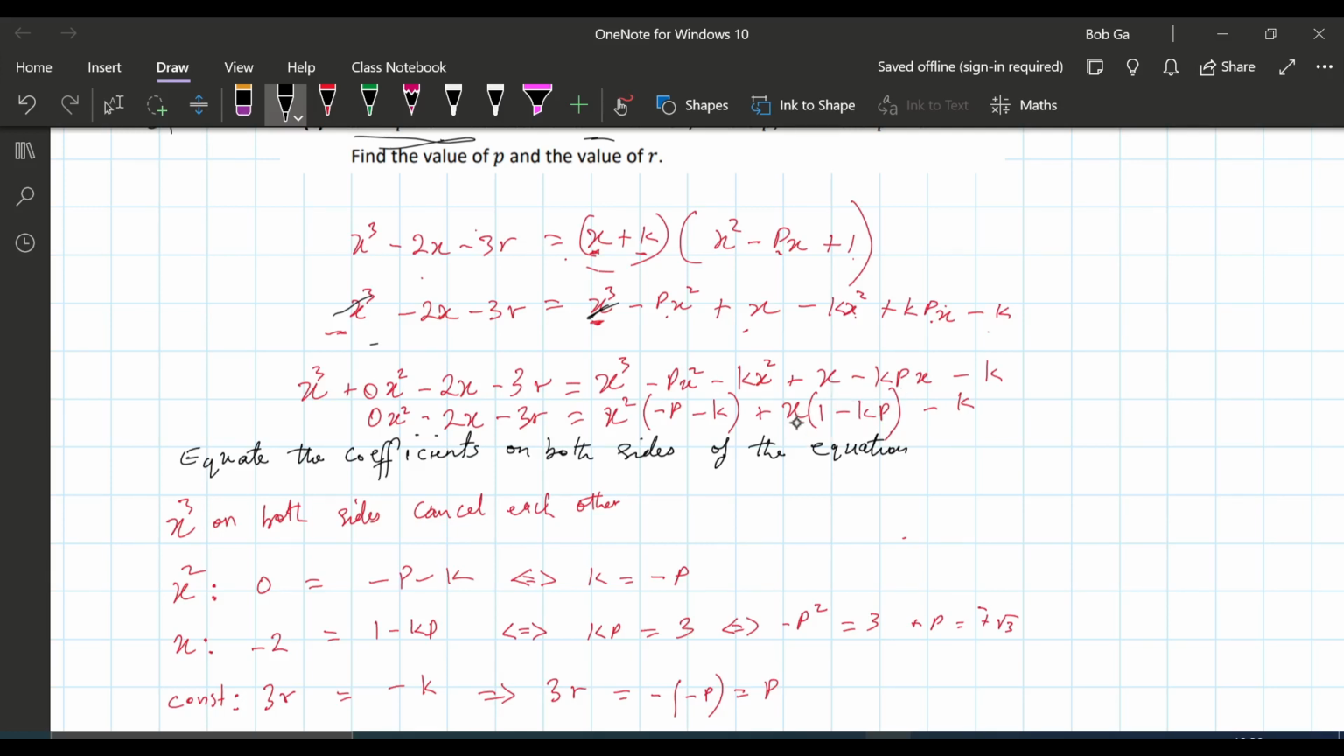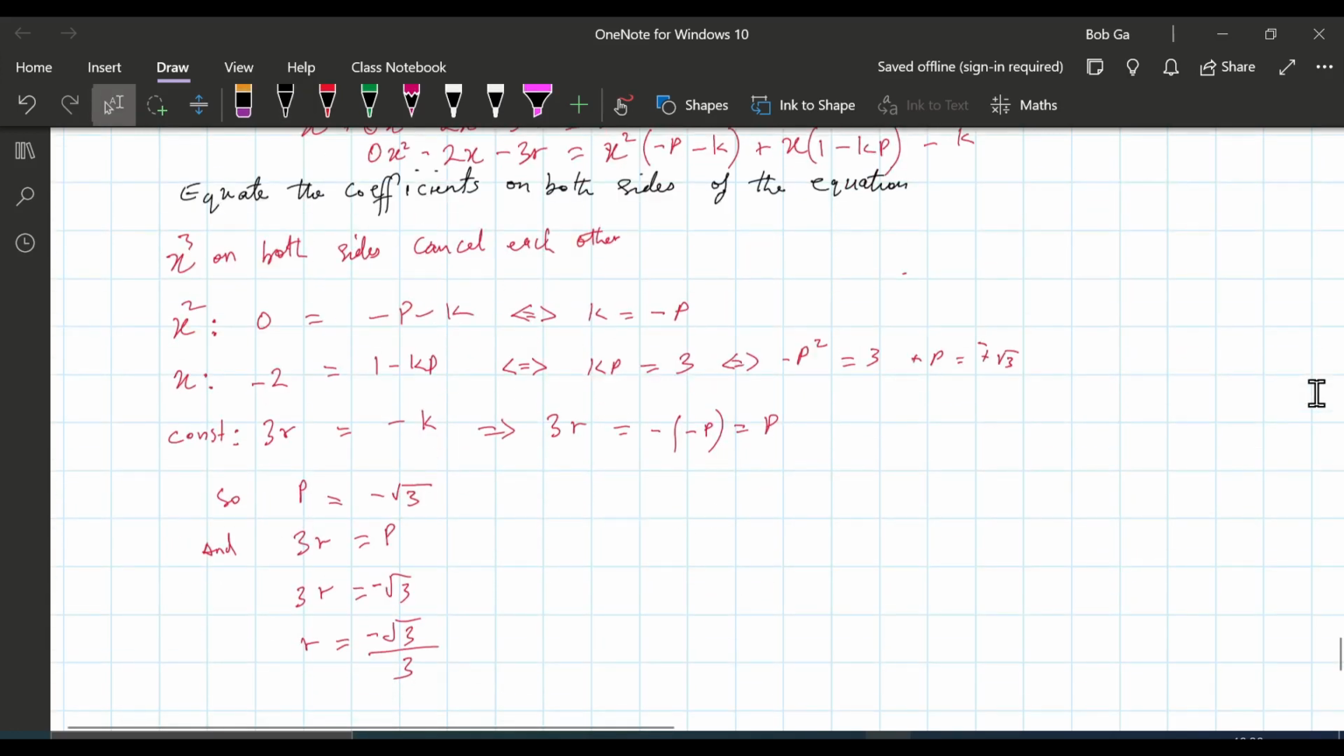And then we can factor out x, and when we factor out x, we're going to have 1 negative kp, which you have there in the bracket here, and then our negative k, which is the one remaining. So we can now compare the coefficients, as you see in the black ink here, and equate the coefficients on both sides of the equation. All right, so that's the next step we need to do now.